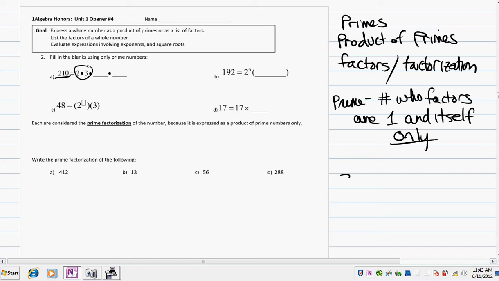So what are the factors of 35? Well, we have 1, 5, 7, and 35. So the product of primes that works is 5 times 7. So this would be 2 times 3 times 5 times 7. And this is a prime factorization of 210.